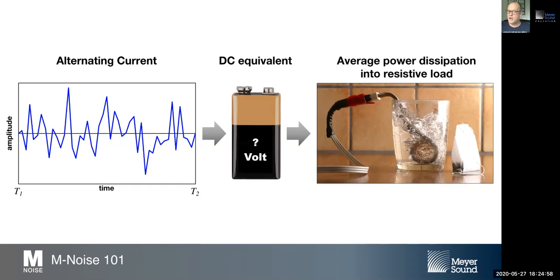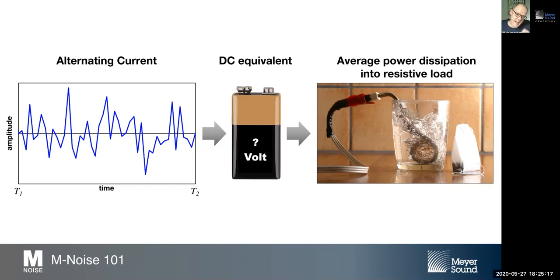So what we're looking for is the DC equivalent value, which is the thing that I sense when I stick my fingers in an electrical outlet. Which battery do I need to replace this waveform and still dissipate the same amount of electrical power into a purely resistive load? That's what we're looking for.